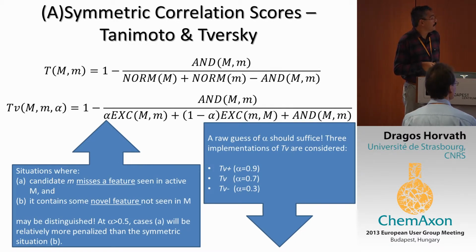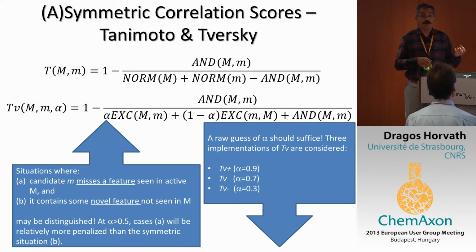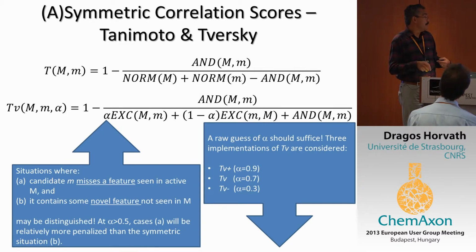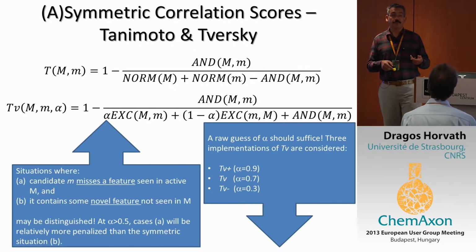Now, you don't want to fine-tune alpha. We just considered, instead of fine-tuning alpha, three different Tversky metrics where we just set alpha to 0.9, 0.7, 0.3. 0.9 and 0.7 are query-oriented metrics, which penalize if you lose a feature from the query. 0.3 does the other way around. It will penalize if you try to introduce novel features.